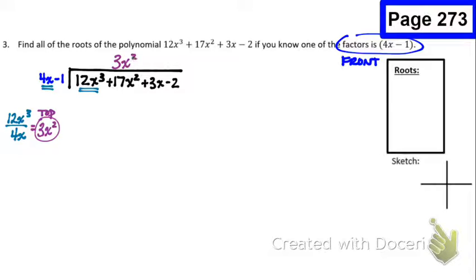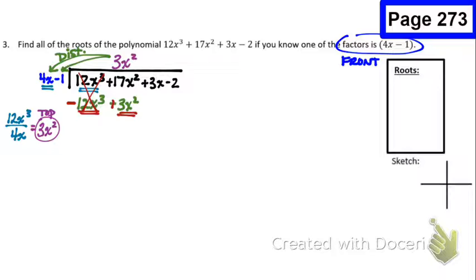What do I do with that 3x squared now? Distribute it. What do I get when I distribute that? 12x cubed and negative 3x squared. What's going to happen to both of my signs? They're going to flip because we're going to subtract. I have two things to subtract here. I subtract this just by putting a minus, but I subtract something that already has a minus by turning it into a plus.